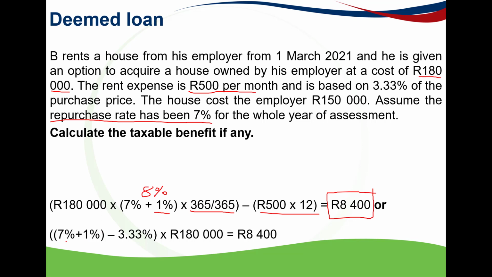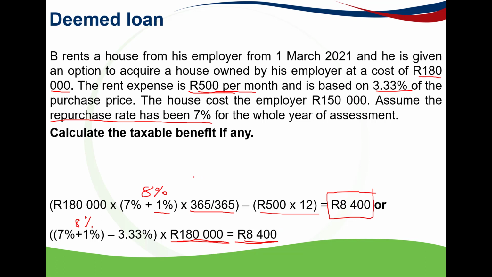Another way of doing it is the 7% plus 1%, that official rate of interest of 8%, less the percentage that the rent amounts to. Remember, this 500 is based on the 3.33% multiplied by the cost price to the employee, and you will get the same amount of 8,400, whichever way you want to do it.